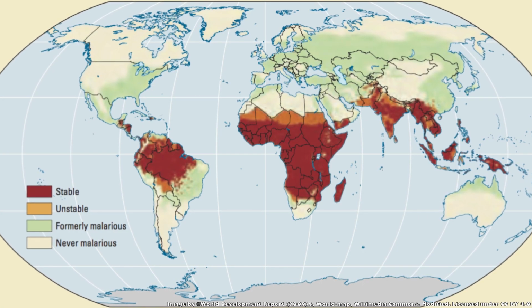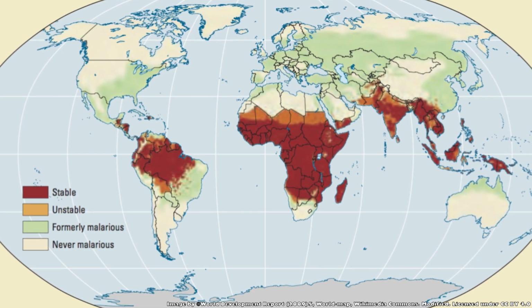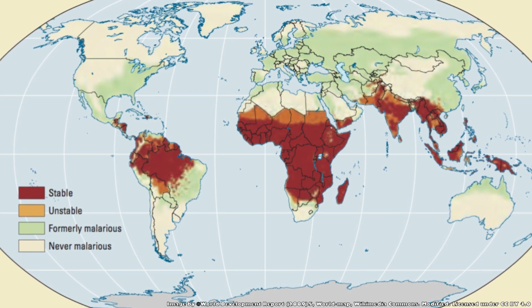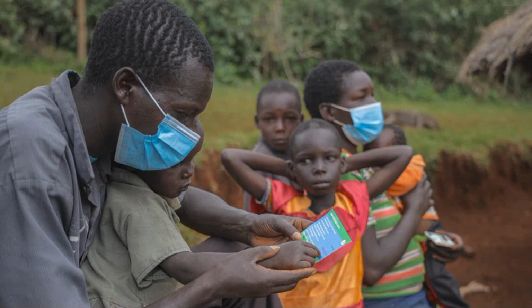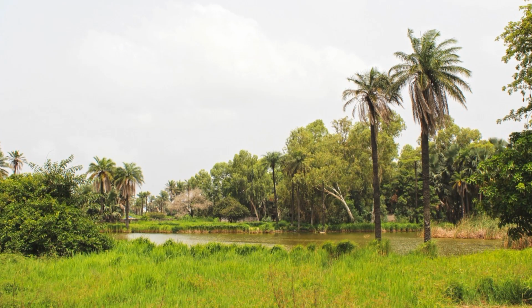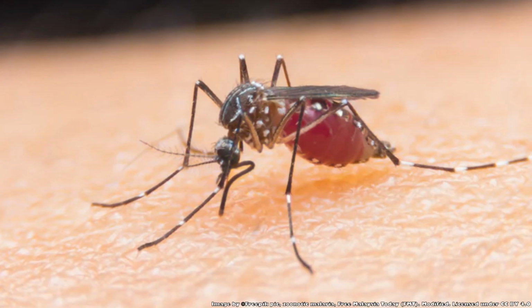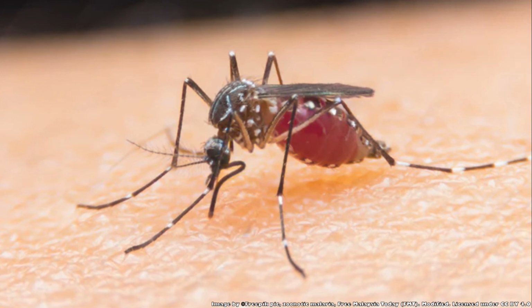The example here: malaria is endemic in many parts of sub-Saharan Africa. It remains a persistent threat year after year, especially in tropical regions where mosquitoes, its main carriers, thrive.